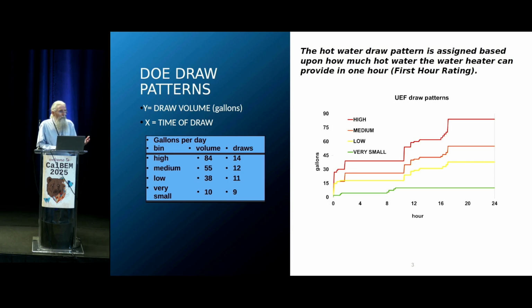The first hour rating is also used in the plumbing code to say what first hour rating you need to put into a building. It depends on the number of bedrooms and the number of bathrooms, not the number of people, even though it's the number of people that use hot water, but you don't know the number of people that are going to be in the building.